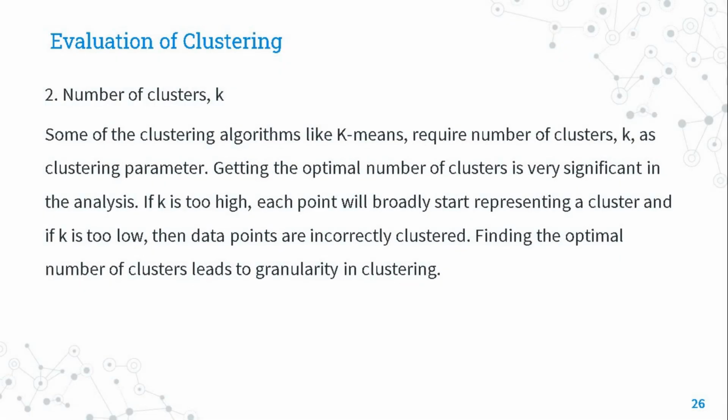The next one is the number of clusters K. Some of the clustering algorithms, like K-means, require the number of clusters, K, as a clustering parameter. Getting the optimal number of clusters is very significant in the analysis. If K is too high, each point will broadly start representing a cluster. And if K is too low, then data points are incorrectly clustered. Finding the optimal number of clusters leads to granularity in clustering.